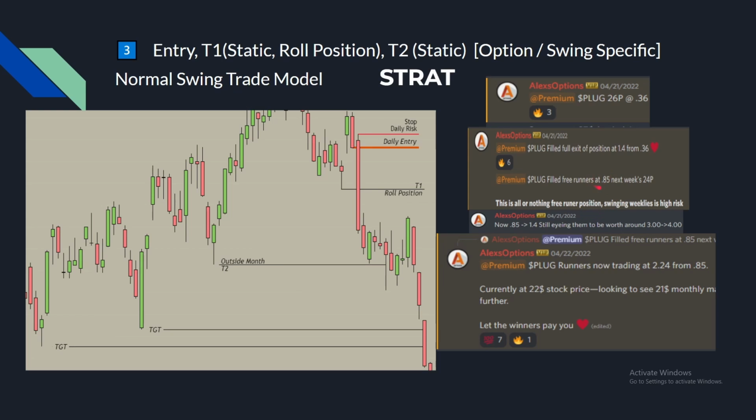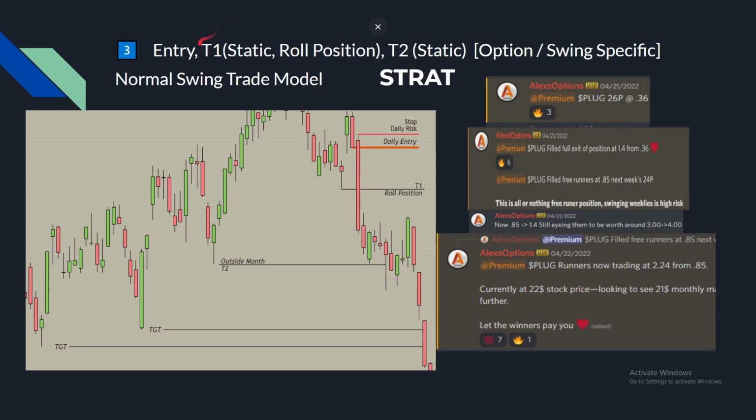And you can see we filled 85 cents. And we wanted to let it run into this target and even further, which I don't have the screen caps there. But you can see I had said, let the winners pay you, looking to see 21 and further, which down here is like around 18, 19 bucks, I believe. But you can see those 85 cent contracts now traded to 2.24 under this low on this day here. And that's where we would close partials of there.